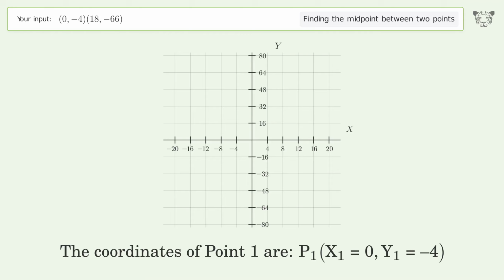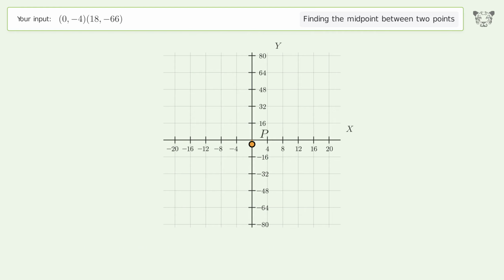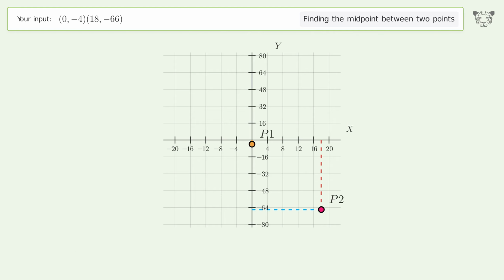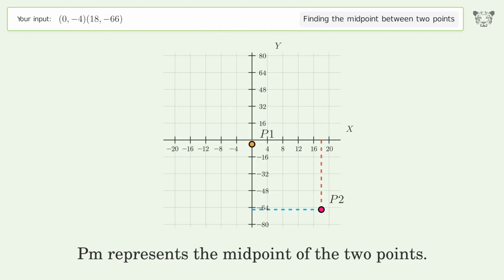The coordinates of point 1 are x1 equals 0, y1 equals -4. The coordinates of point 2 are x2 equals 18, y2 equals -66. PM represents the midpoint of the 2 points.